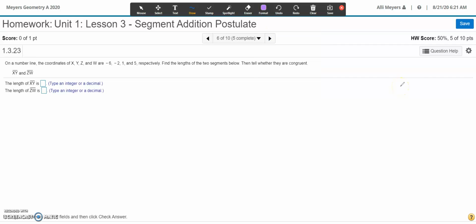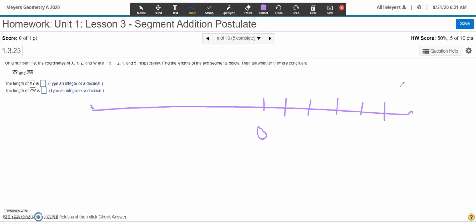Okay, on a number line, the coordinates of X, Y, Z and W are -6, -2, 1, and 5. Find the lengths of the two segments. Definitely draw a picture. On a number line, here's 0. Positives go right, so 1, 2, 3, 4, 5. Here's where W is, and that's at 5.